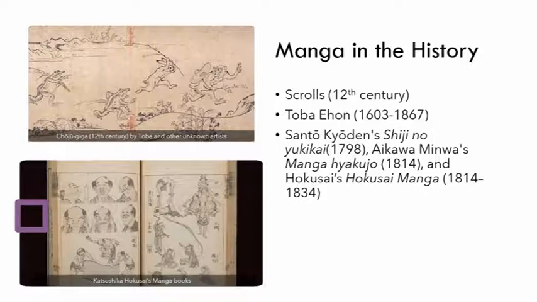During the Edo period, there was also a book of drawings embedding the concept of manga called Toba Ehon. But the word manga, as I mentioned in the previous slide, didn't come into common usage until the late 18th century, with the publication of such works as, sorry if I mispronounced the following names here, Santo Kyoden's picture book Shujino Yukikai, Aikawa Miwa's Manga Hyakujo, and Hokusai's manga books. So these are all considered some of the oldest manga in history.